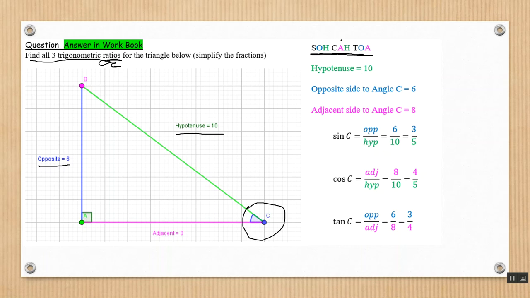Cos C, so SOHCAH, the CAH bit is adjacent over hypotenuse. So adjacent over hypotenuse, so 8 over 10. Make sure you simplify the fraction. Tan C is the opposite, 6 over adjacent, so 6 over 8, and we simplify the fraction to 3 over 4.